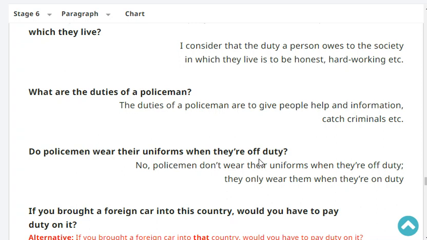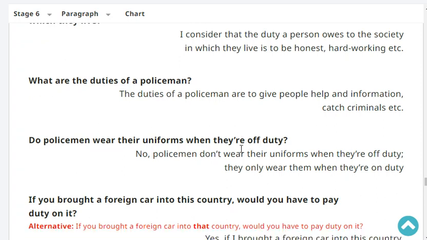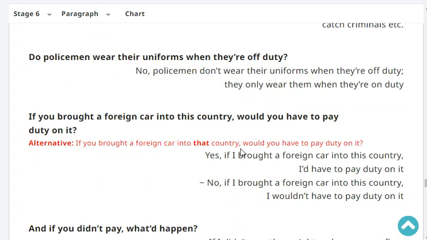Do policemen wear their uniforms when they're off duty? No, policemen don't wear their uniforms when they're off duty. They only wear them when they are on duty. Very good.